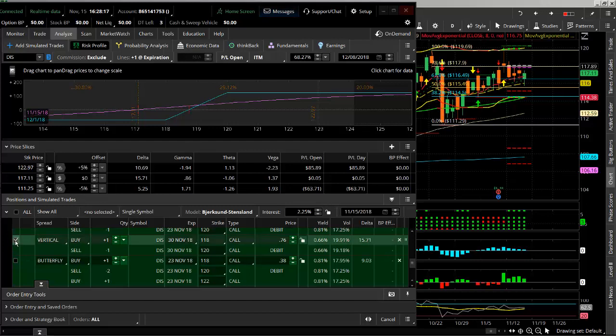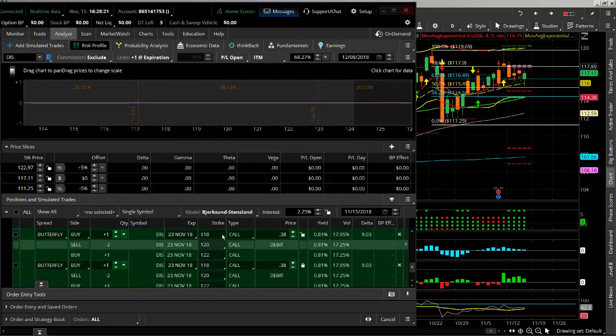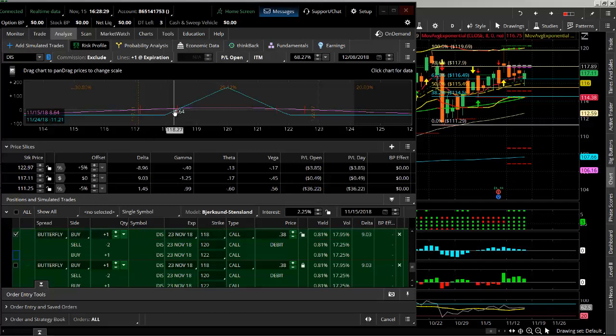The other one would be just to do what we call a wide body butterfly. I could look to do the November 23 series, the 118, 120, 122 butterfly, $2 wide, going for 38 cents. And this is a really low risk trade, maximum risk 38. If it went out at 120, you're going to make about 160. But the thing here, to make that money, you've got to really wait till you get into next week's expiration. So I want to keep that very short duration.